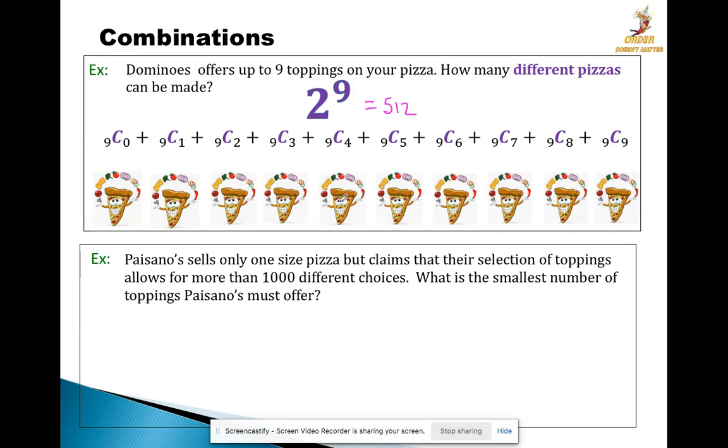So look at how the reason why this is kind of cool is to help us with the next problem. Paisano's, a different pizza place, sells only one size pizza, but claims that their selection of toppings means you have 1,000 different choices. Well, 2 to the 9th is only 512 toppings. So that's not 1,000. What's the smallest number of toppings, got to be more than 9, must Paisano's offer? Now I could just do guess and check on this, but again, when things get more complicated, this is what I'm trying to solve for.